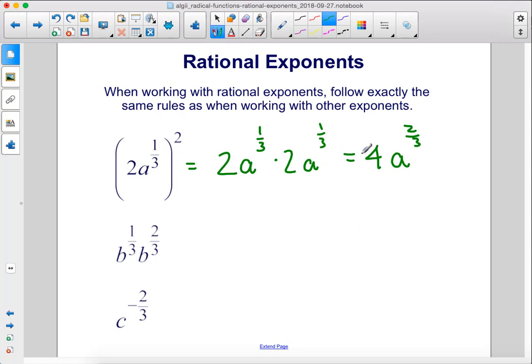the exponents. So here, we have b to the 1/3 times b to the 2/3. We just add the exponents. b to the 3/3. This cancels out and is just b, because 3 over 3 is 1.